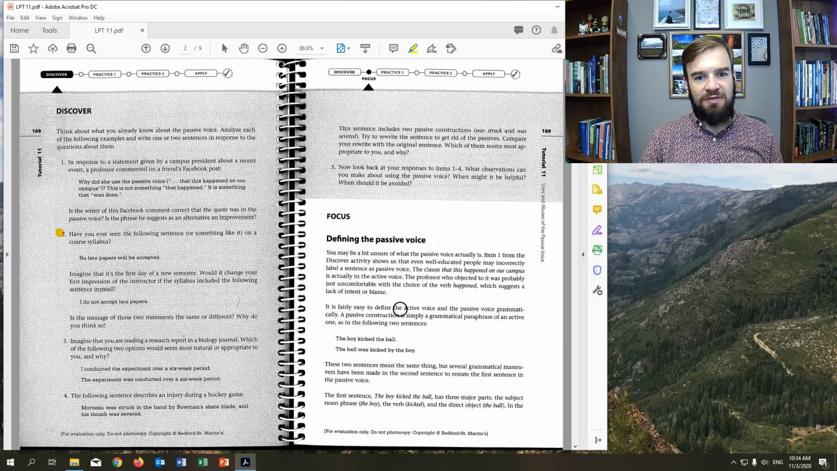It is fairly easy to define the active voice and the passive voice grammatically. A passive construction is simply a grammatical paraphrase of an active one, as in the following two sentences.